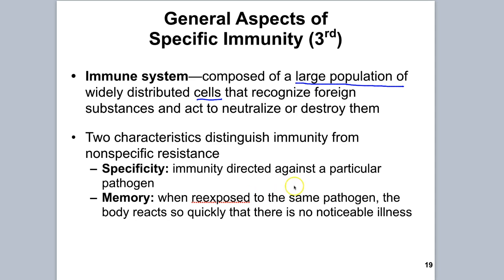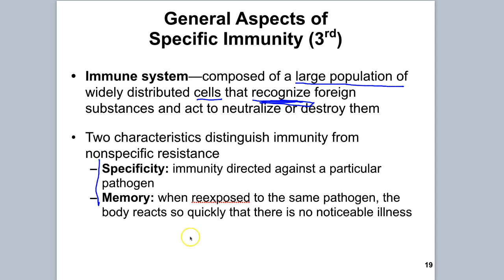And these cells have a really cool recognition ability. So this is what we're going to be discussing in this section. These two characteristics here are going to distinguish immunity from non-specific resistance. Immunity is this specific search and destroy feature of the cells we're talking about, and non-specific resistance is the other mechanisms we talked about previously, like fever, natural killer cells, physical barriers. Those are the mechanisms of non-specific resistance, and today we're going to focus on specific resistance.